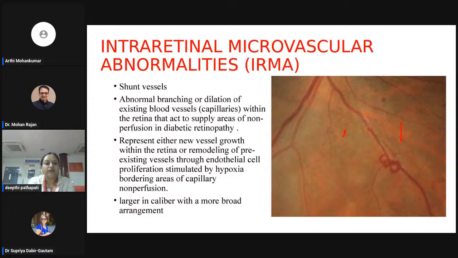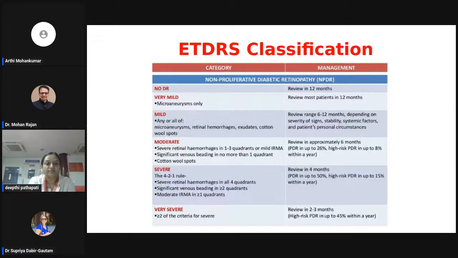Now, coming to IRMA, these are shunt vessels, abnormal branching or dilatation of existing blood vessels, capillaries within the retina that act to supply areas of non-perfusion in diabetic retinopathy. They represent either new vessel growth within the retina or remodeling of pre-existing vessels through endothelial cell proliferation stimulated by hypoxia, bordering areas of capillary non-perfusion.